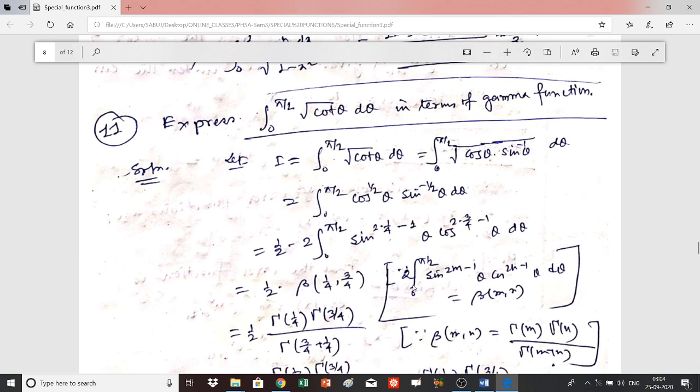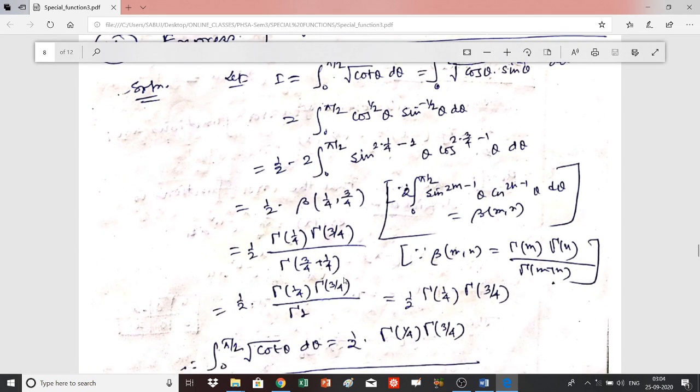So that is equal to, you know, the alternative definition of the beta function: beta m, n is equal to 2 times the integral of sine to the power 2m minus 1 theta cos to the 2n minus 1 theta d theta. So if you compare this relation with this relation, you can find that m is equal to 1/4 and n is equal to 3/4. So this expression essentially gives you half beta 1/4, 3/4.